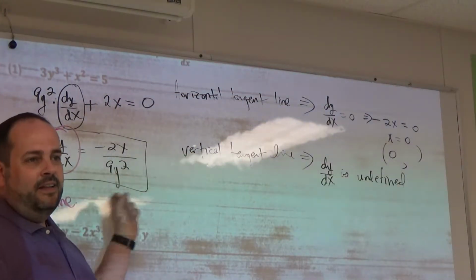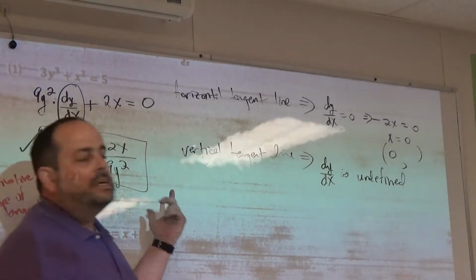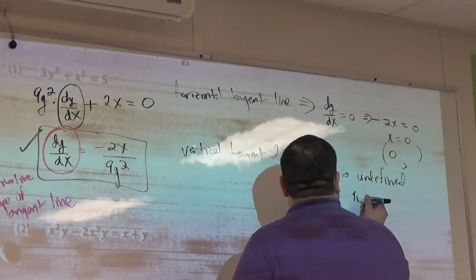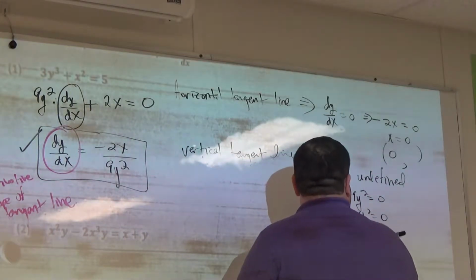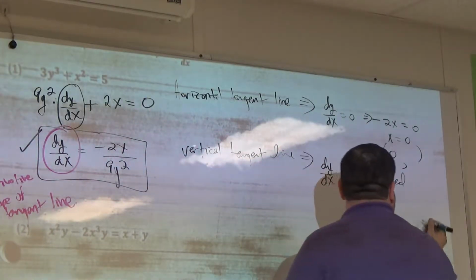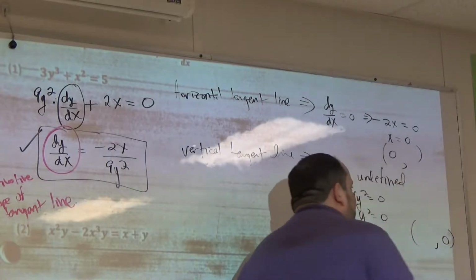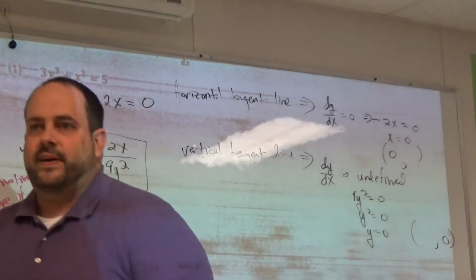Because the bottom equals 0. Because the bottom is equal to 0. So I'd say, oh, that means that 9y squared is equal to 0. So y is equal to 0. If I needed the point, I let y equal 0, go find the x value.